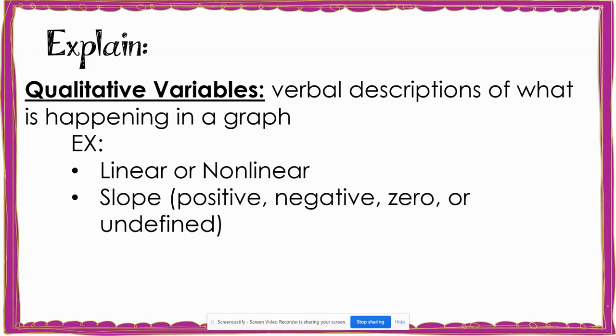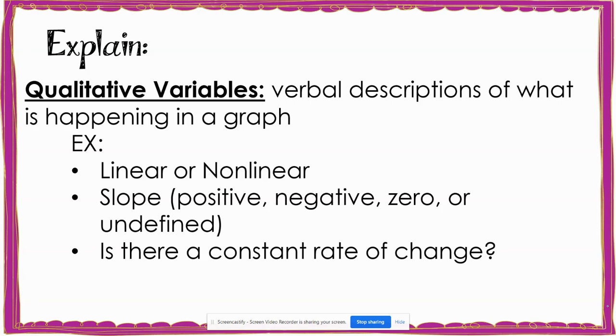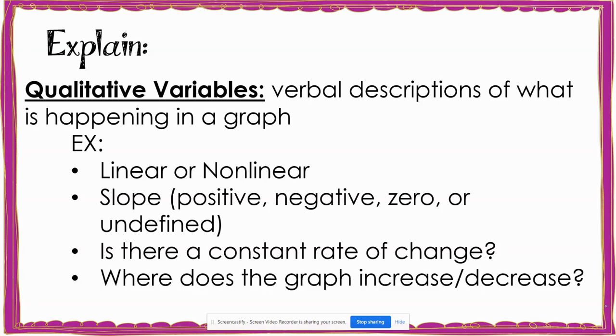You can also use slope because even if you don't know the exact slope, you can describe a slope as being positive, negative, zero, or undefined. You can also talk about whether or not there is a constant rate of change occurring in your graph. Another thing that you can describe qualitatively is where your graph increases and where your graph decreases.